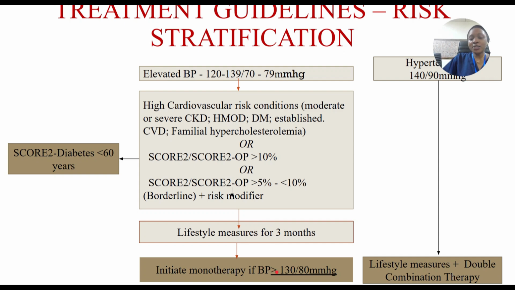If their blood pressure is still more than 130/80 and they're still high risk, we're going to initiate monotherapy. However, if someone has frank hypertension, that's blood pressure greater than or equal to 140/90, we'll initiate lifestyle measures immediately and put them on double combination therapy.